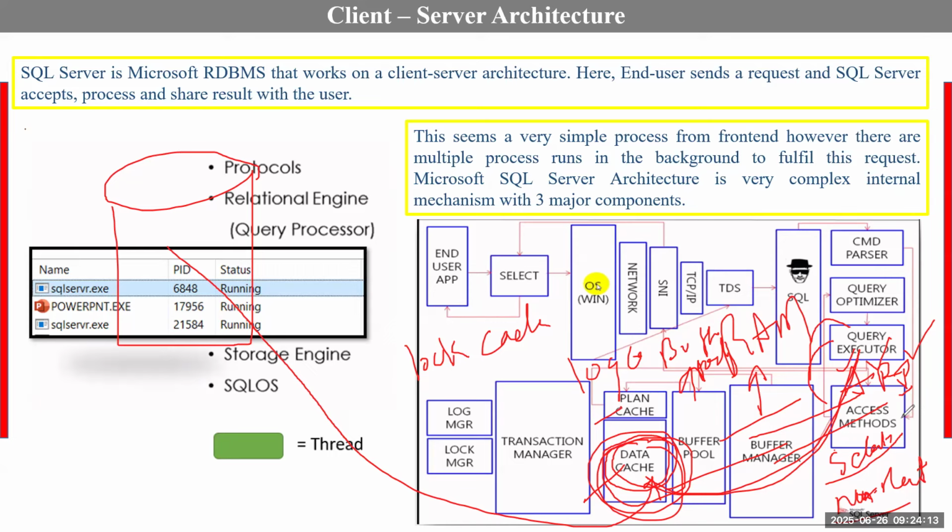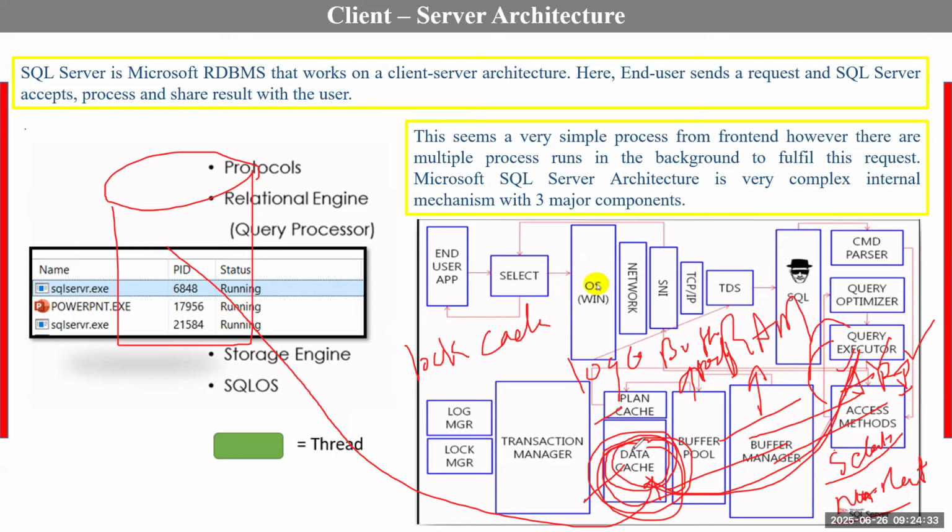Your access method is also not holding the data. It will go to the buffer manager, which is nothing but RAM. In the buffer manager, we have the buffer pool, and in the buffer pool we hold the caches: data cache, plan cache, log cache, all the caches. Our main focus will be the data cache. All our troubleshooting, in terms of memory, will go to the data cache only.